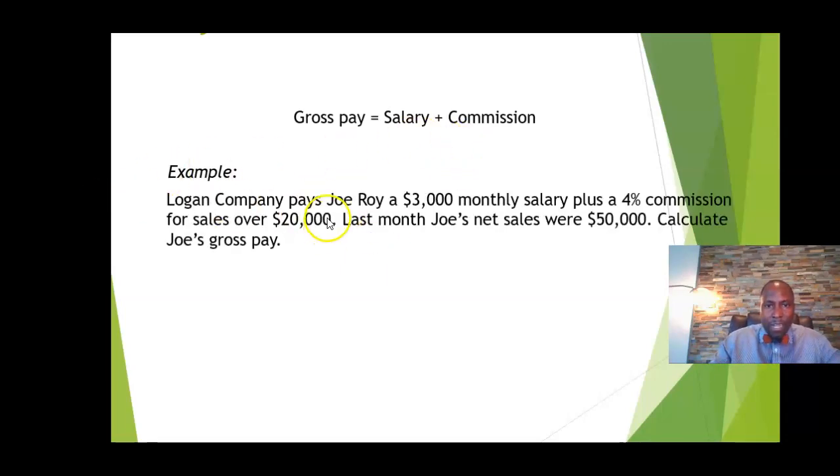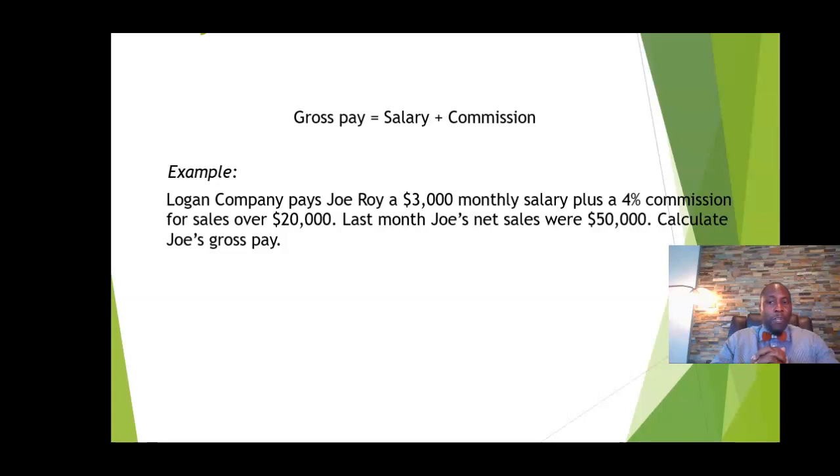Okay? Now, perhaps you have a job where you receive salary plus commission. Example, we have Joe, who has a salary of $3,000 per month plus a 4% commission for sales over $20,000. Last month, Joe's net sales were $50,000. Calculate Joe's gross pay amount.